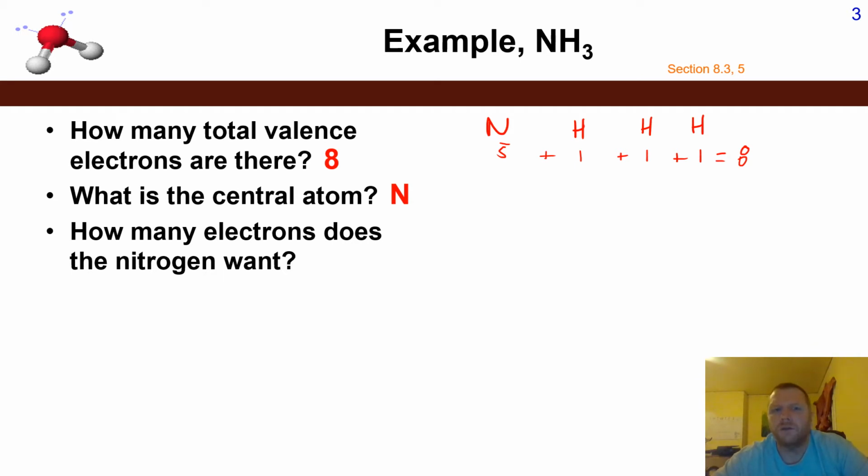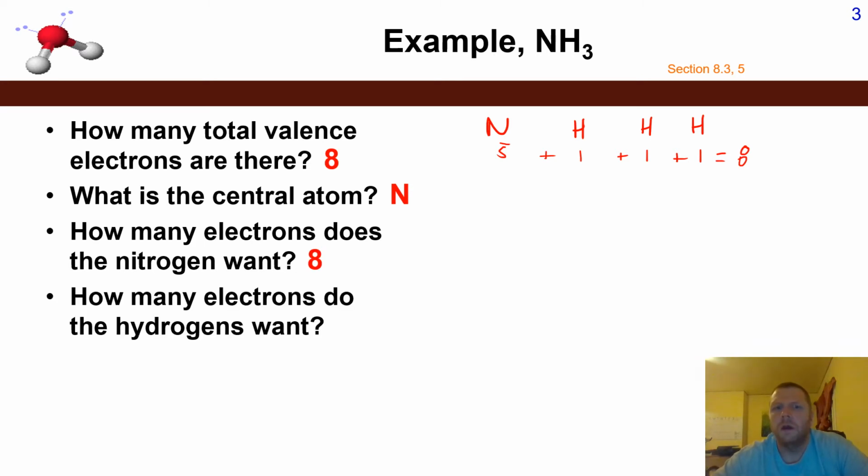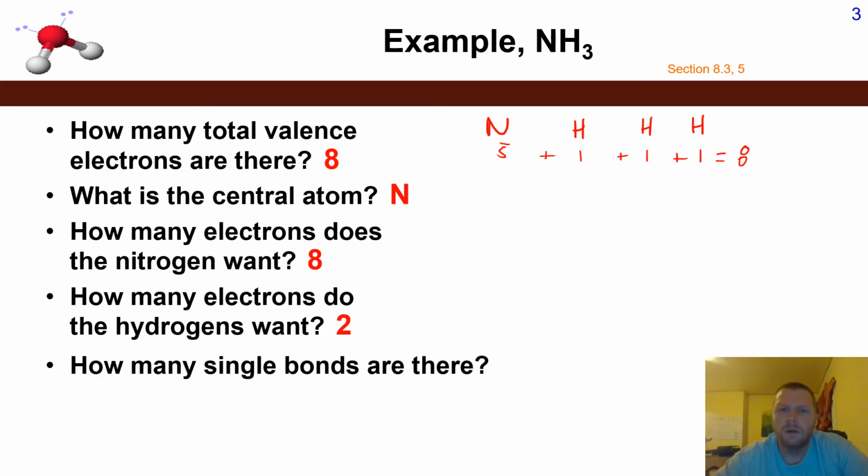Okay, how many electrons does that nitrogen actually want? Well, it brings 5 to the party. It wants a total of 8. How many electrons do each of the hydrogens want? Well, each hydrogen only wants 2 electrons. So whenever we draw this, we're basically asking how many single bonds there are going to be. We've got a nitrogen, a hydrogen, a hydrogen, a hydrogen. This model right here shows all of our atoms. That's NH3. How many electrons have we drawn? Well, we've drawn 3 single bonds.